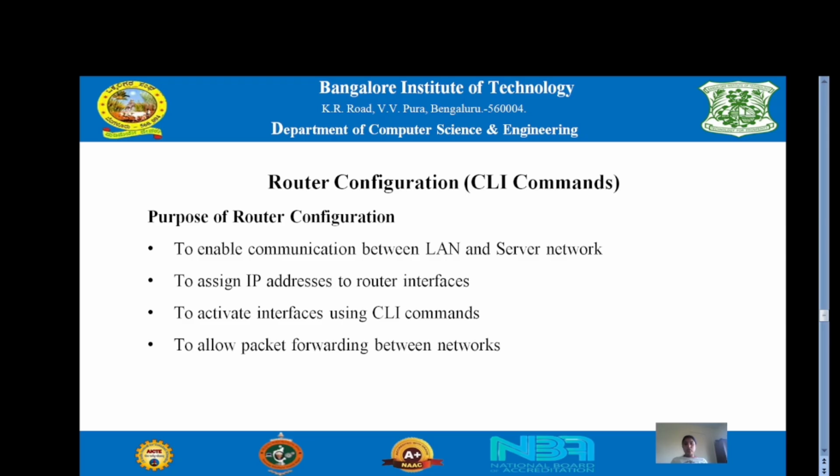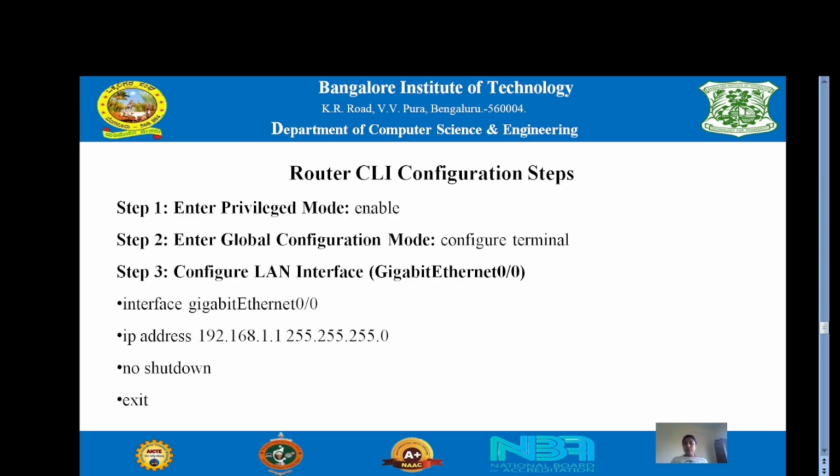Now let's start with the router configuration. The router configuration enables communication between the two networks. We assign IP addresses to the router interfaces, and then we activate the interfaces using the no shutdown command. After this, the router is ready to forward packets.